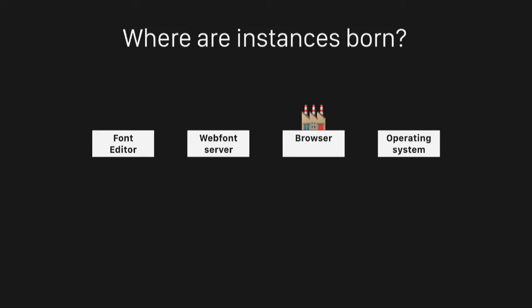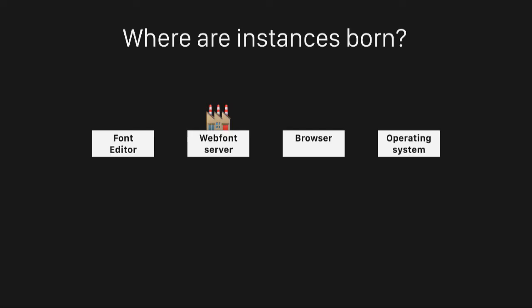It could happen in the browser. Now, this is what's happening in Chrome, for example. Chrome will have to operate on all platforms, so it has no option. It can't rely on operating system services the way Safari can. Safari can rely on the Mac services, the CoreText services, to do the font. That's where the variable font turns into instances. If it turns into instances here, which is the case for Chrome and Firefox, it all happens in the browser. So consider those four places where instances are born.